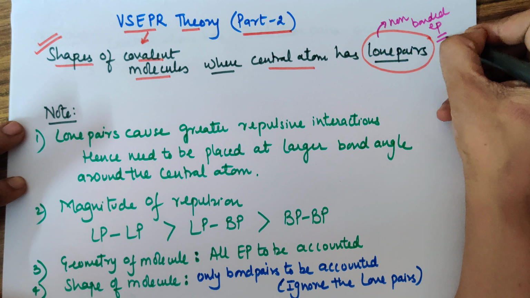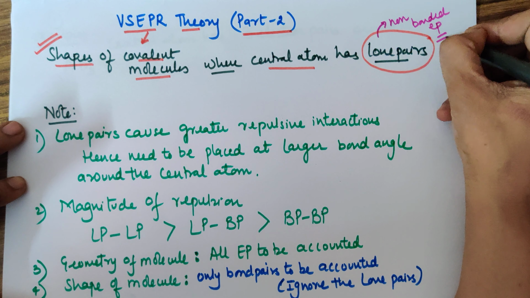Because for geometry you include all types of electron pairs. But for the same molecule, if you are asked the shape, then please remember the lone pair is not to be included. Now if you don't include this lone pair, what are you left with? You are left with only these three. Which means if I remove the lone pair here, what am I left with?